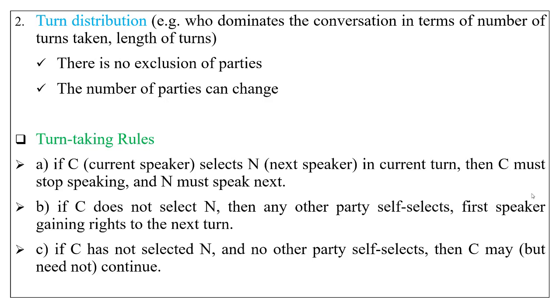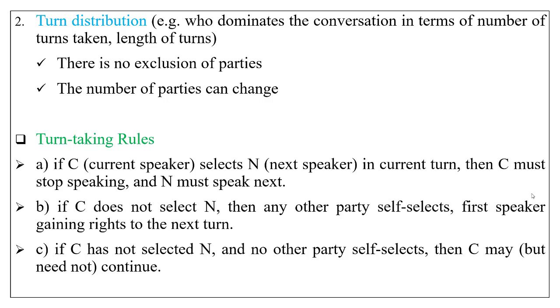B: If C does not select N, then any other party self-selects. So if there are, for example, three people, one is talking, and then any other person can start to talk. If no one is selected or expected to talk, then anyone can say anything. First speaker gains the right to the next turn. So the one who starts first is the one who has the right to talk.